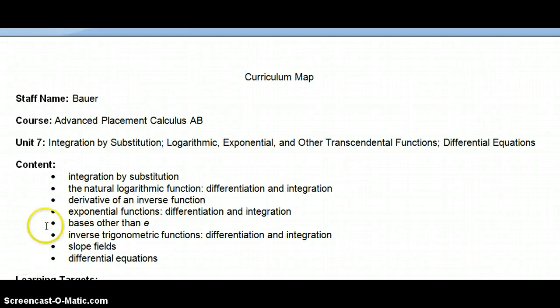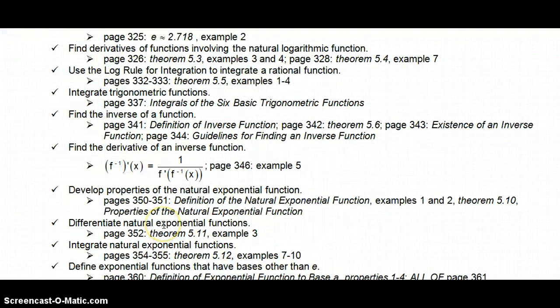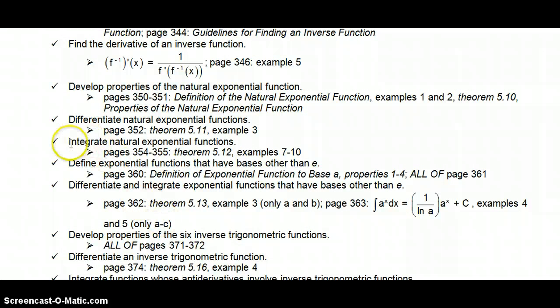This video is going to be about the integration of exponential functions, following directly from the previous video on differentiation of exponential functions. We have one learning target that we are going to focus on, and that is how to integrate natural exponential functions. We're going to take a look at theorem 5.12 and examples 7 through 10.